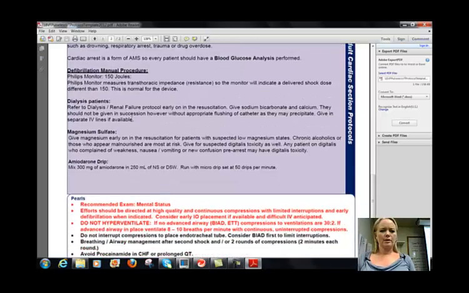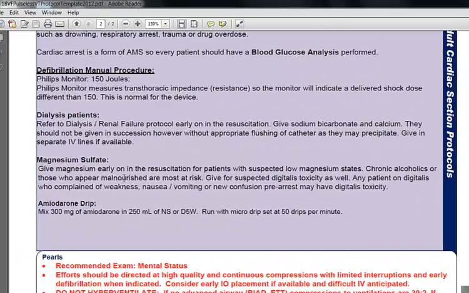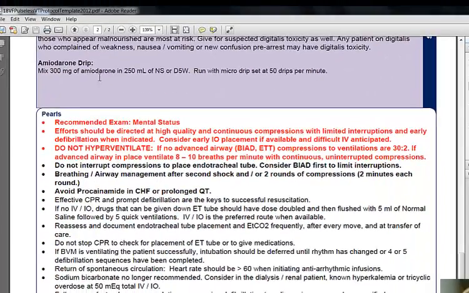There's some additional information on here about dialysis patients, about the use of MAG, and there's also instructions at the very bottom about how to mix your amio drip.